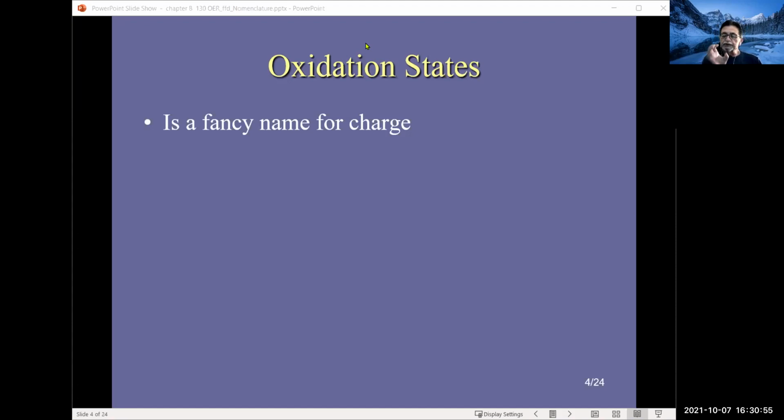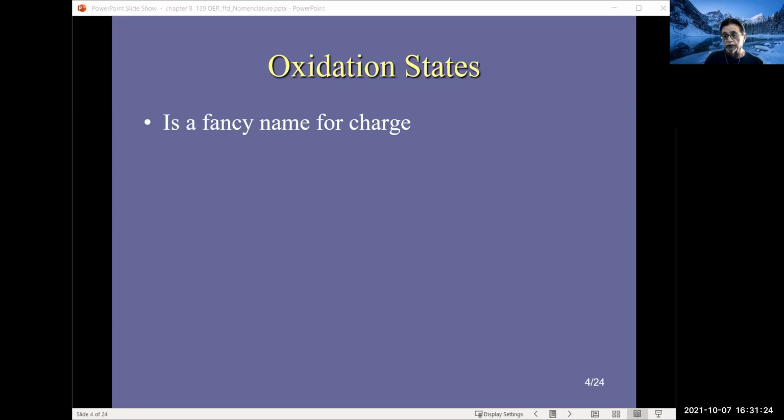Okay. Oxidation state. Don't get too worried about this term. It's just a fancy name for the charge. I've been talking about what kind of charge an ion has, plus or minus. Using the term charge is good when we're dealing with ionic compounds, because ionic compounds have a full-fledged negative or positive charge. When we deal with covalent compounds, they don't have a full-fledged negative charge.